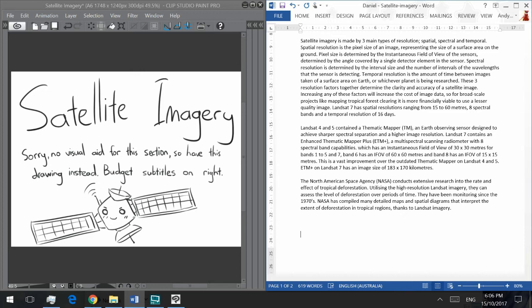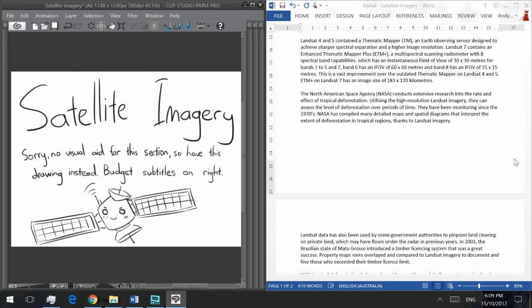Landsat 7 has spatial resolutions ranging from 15 to 60 meters, 8 spectral bands, and a temporal resolution of 16 days. Landsat 4 and 5 contain a thematic mapper, an Earth-observing sensor designed to achieve sharper spectral separation and a higher image resolution. Landsat 7 contains an enhanced thematic mapper plus, a spectral scanning radiometer of 8 spectral band capabilities, which has an instantaneous field of view of 30 by 30 meters for bands 1 to 5 and 7. Band 6 has an instantaneous field of view of 60 by 60 meters, and Band 8 has an instantaneous field of view of 15 by 15 meters.